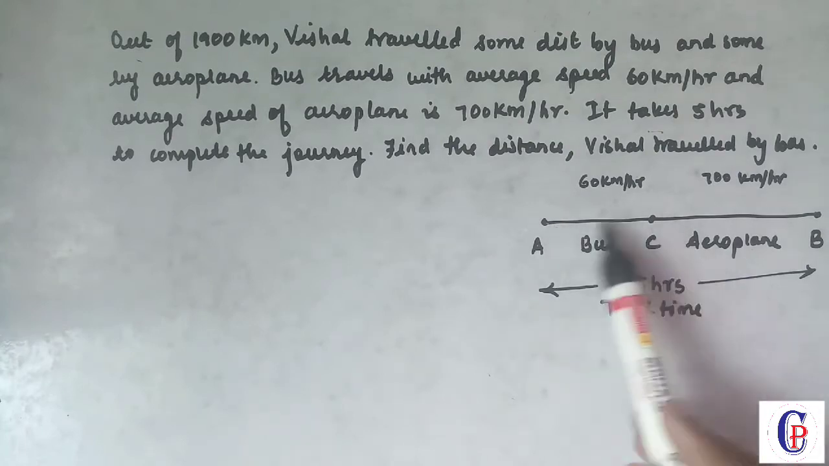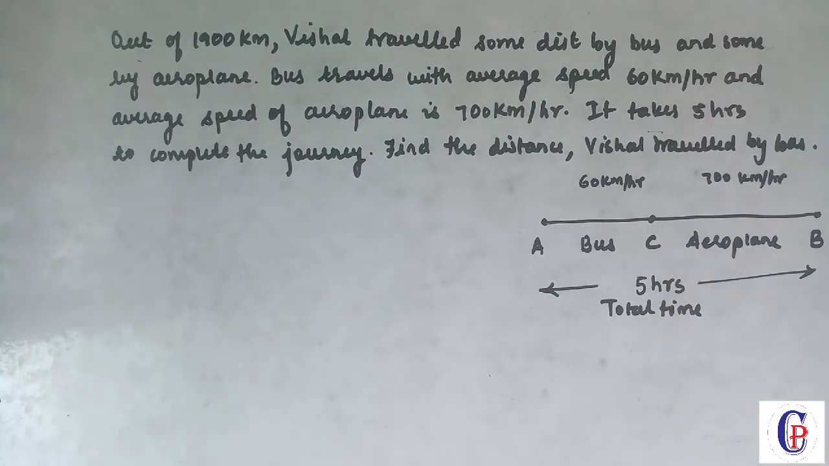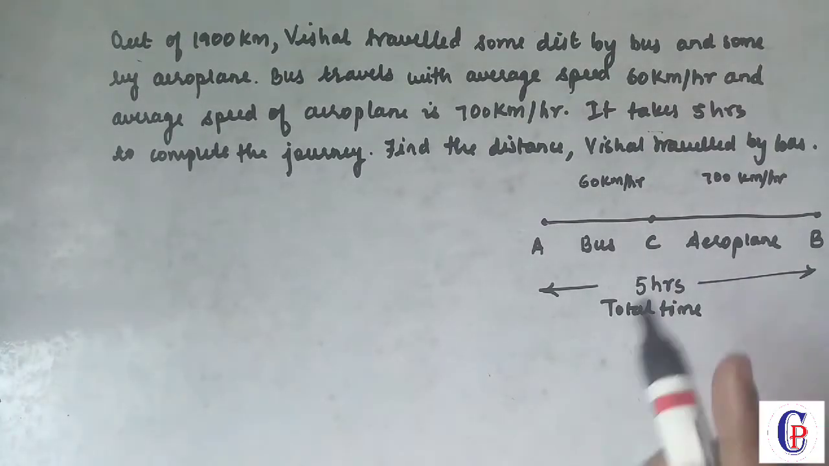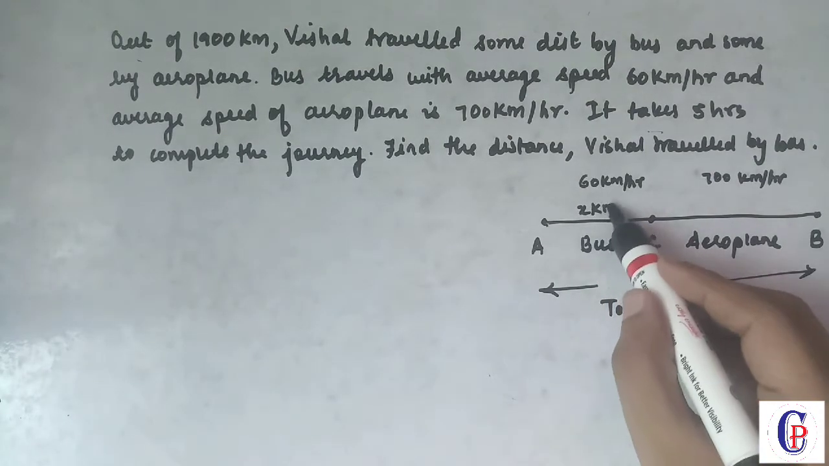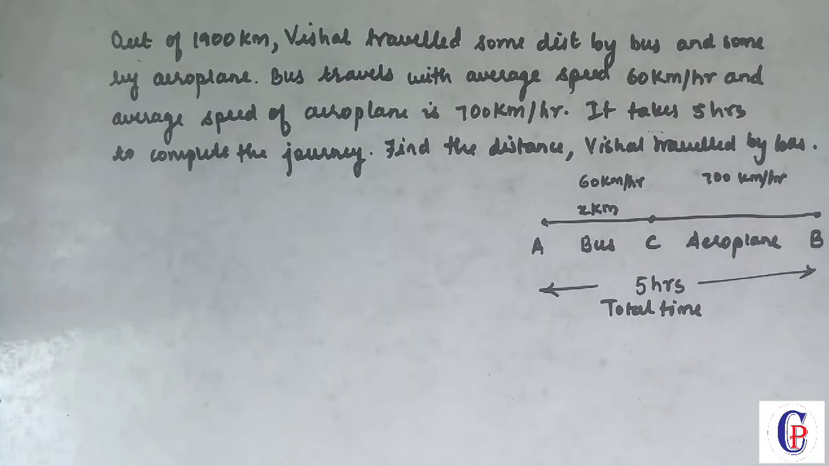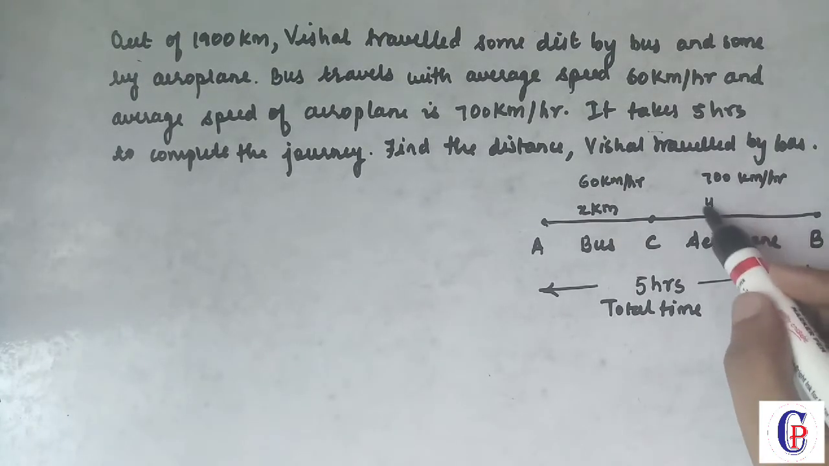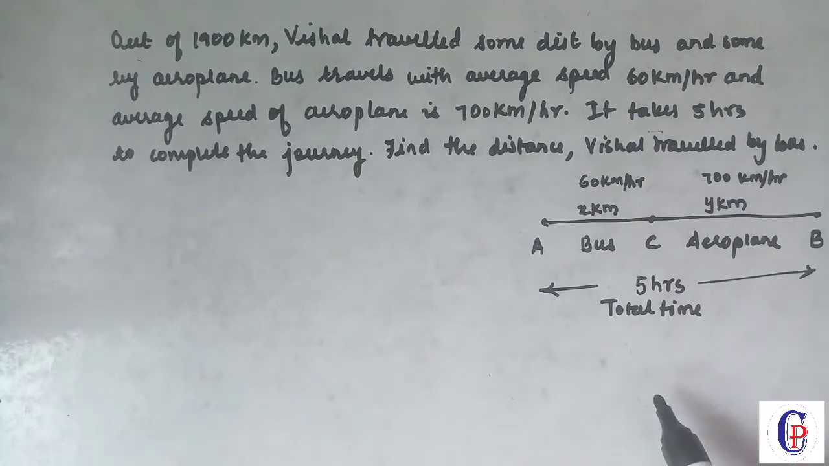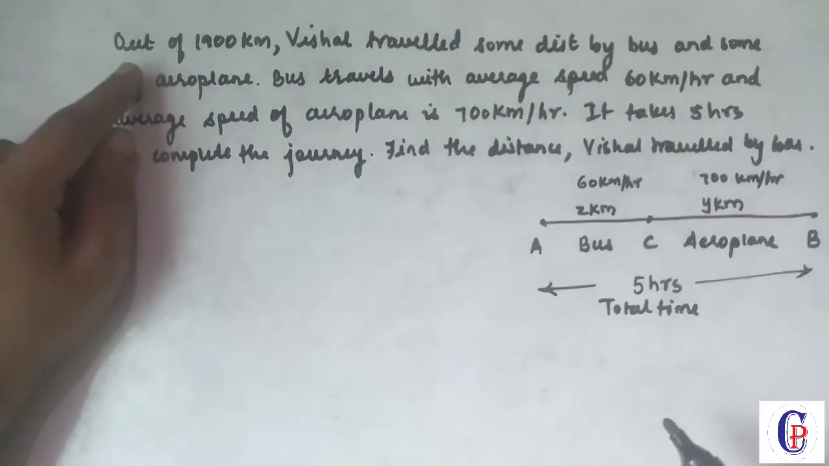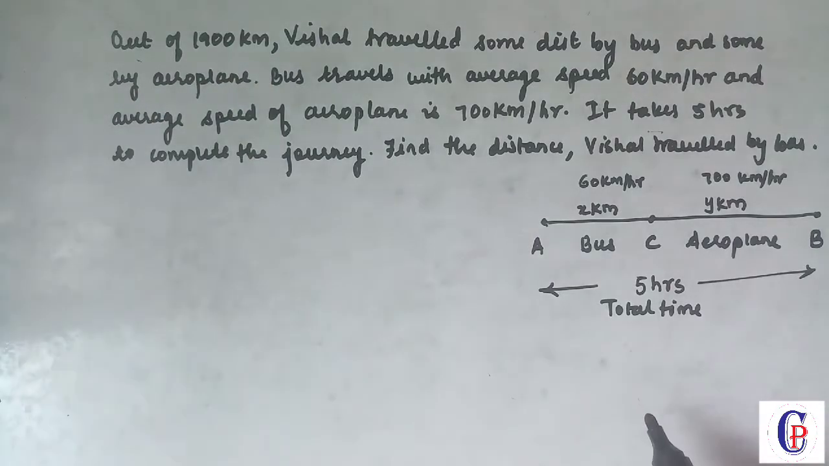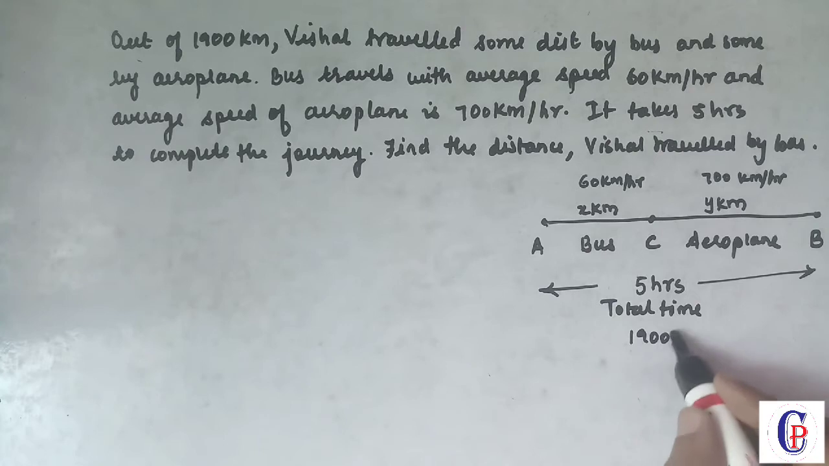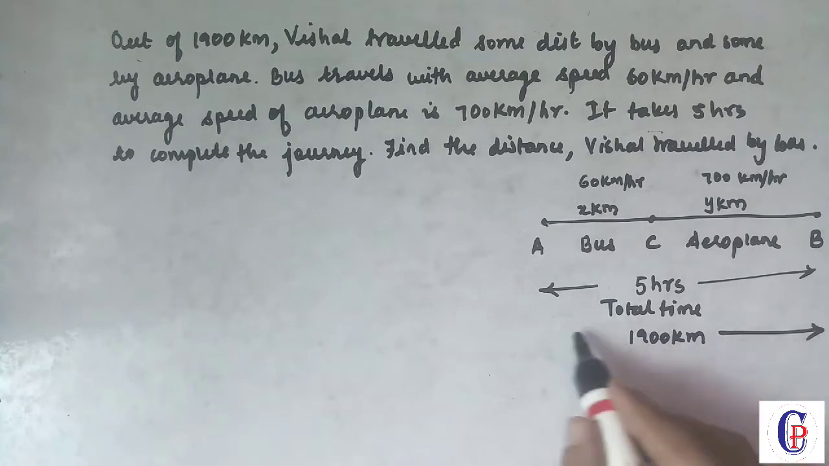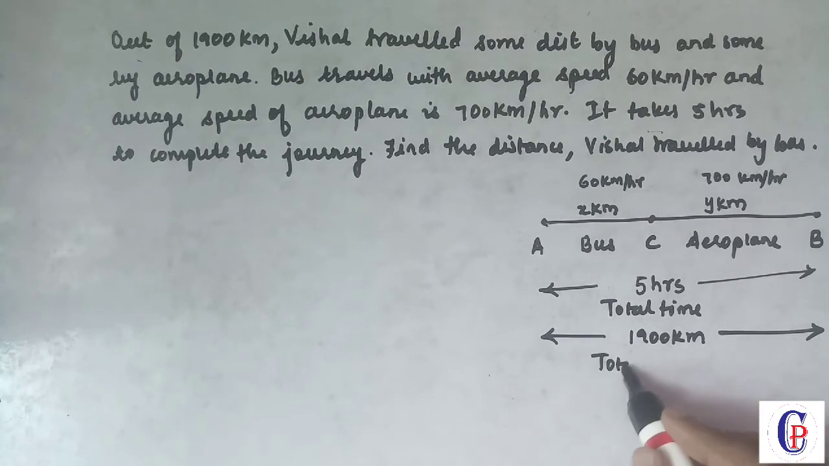Now, do we know how much distance he traveled by bus? Do we know how much is A to C? We don't, so let us take X kilometers. We also don't know how much he traveled by aeroplane, so let it be Y kilometers. It is also given that out of 1900 kilometers, which means the total distance from A to B, that is the total distance.